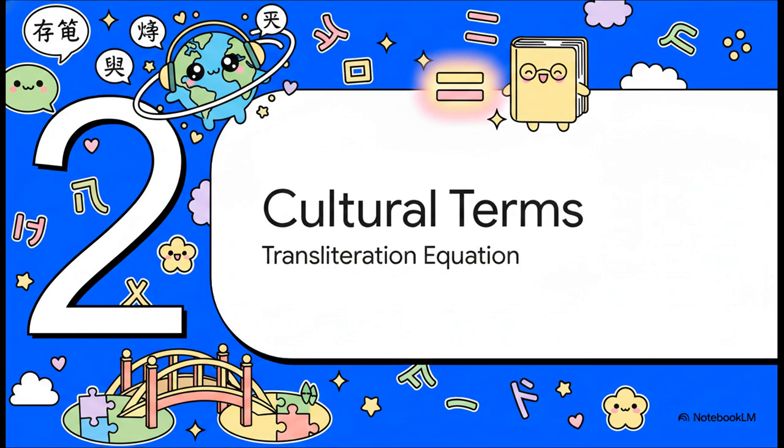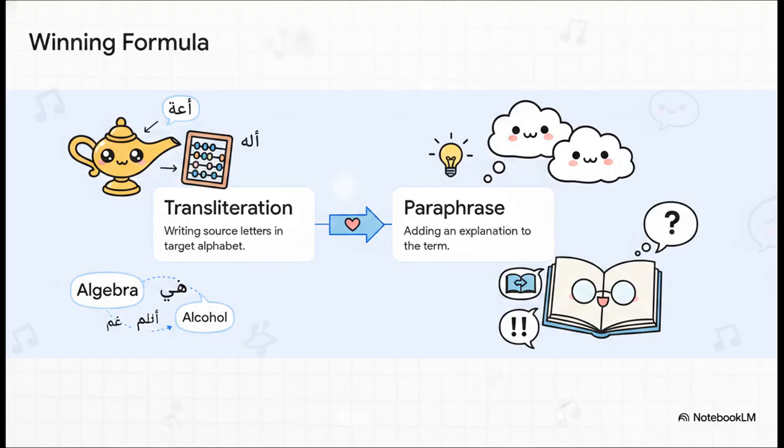All right, moving on to Section 2, translating foreign and cultural terms, the transliteration equation. So what do you do when a concept is so uniquely tied to its source language that you actually want the reader to learn the foreign word? Simple substitution or paraphrasing alone doesn't quite cut it here. This is where we use the transliteration equation.